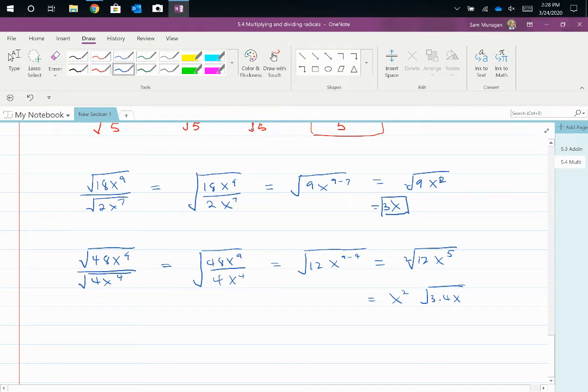So the square root of 4 is 2, so we've got 2x squared, and remaining under the square root sign is 3x.